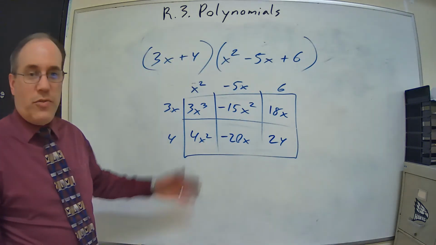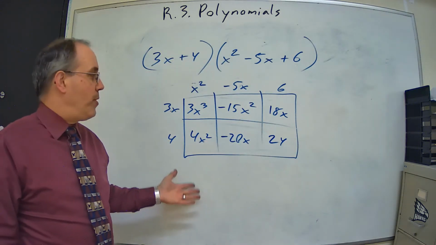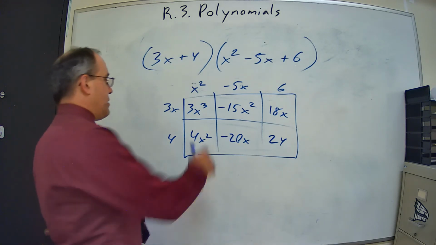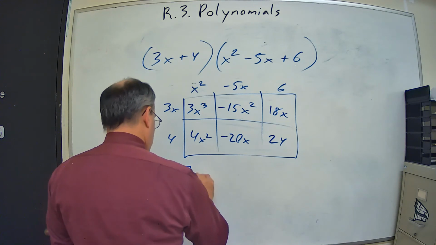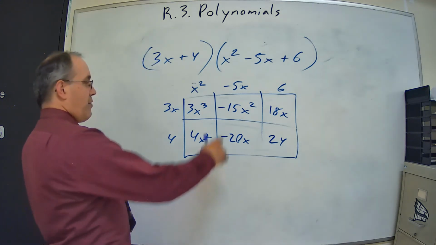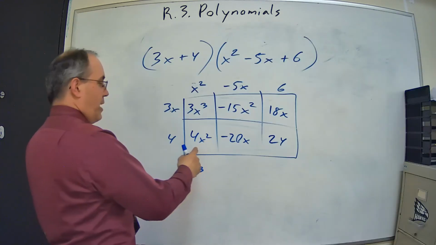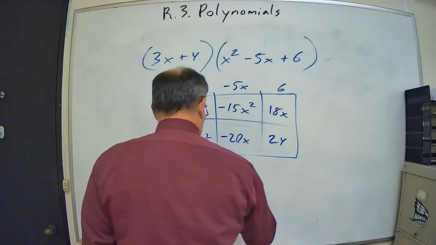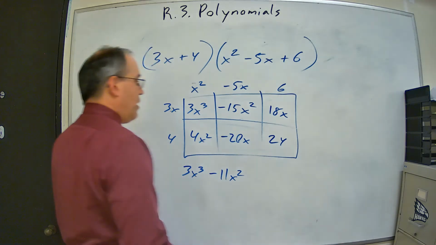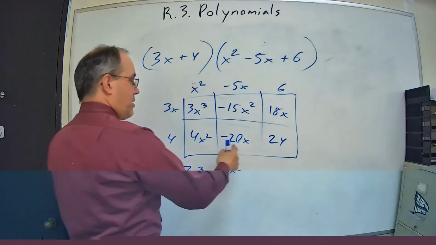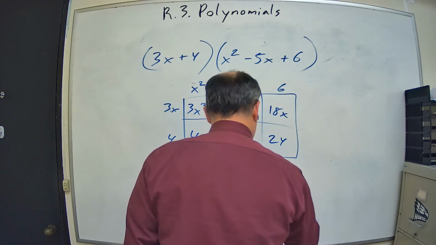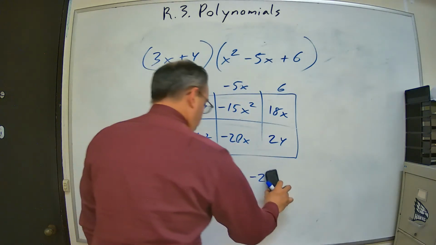And now we're going to add them up while combining like terms, and we see that I've got 3x cubed. I've got negative 15x squared, and I've got 4x squared, which gives me negative 11x squared. I have 18x, and negative 20x gives me negative 2x. Sorry, I got carried away there.